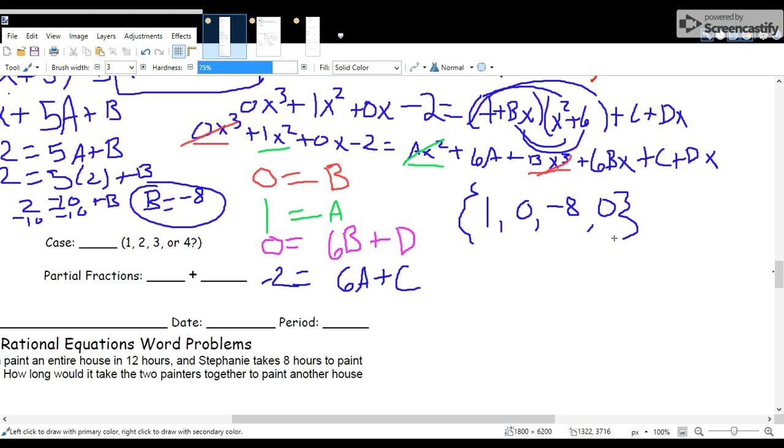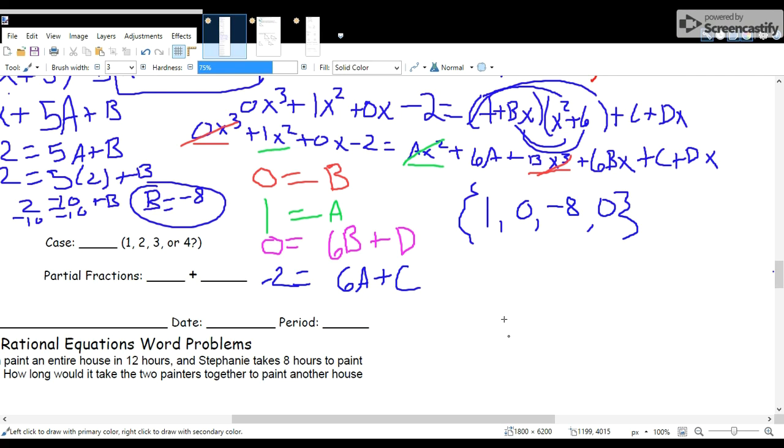Now, this particular problem right here would have been easy to do substitution with since you already had 2 of the variables identified. B was 0, so 0 plus D equals 0. D must also be 0. Same thing with this one. 6 plus something equals -2. -2 plus -6 is -8.